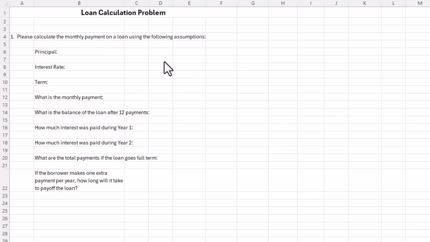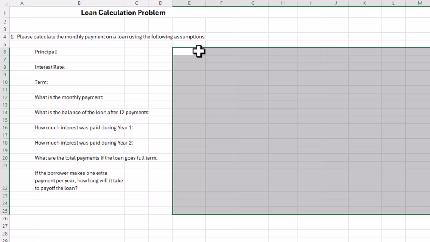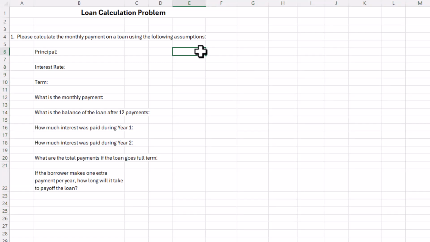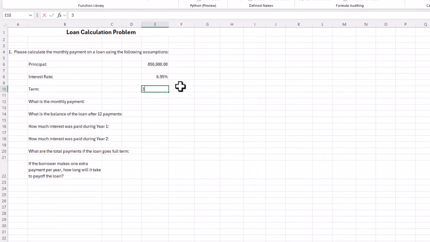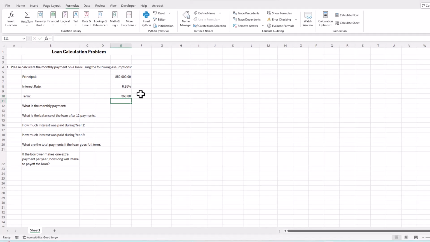First of all, let's talk about a loan of $850,000. The interest rate, I think the market rate today is about 6.95% or 0.0695 is what we put in. And the term of the loan, well, it's always about 360 payments. So how do I calculate the payment?